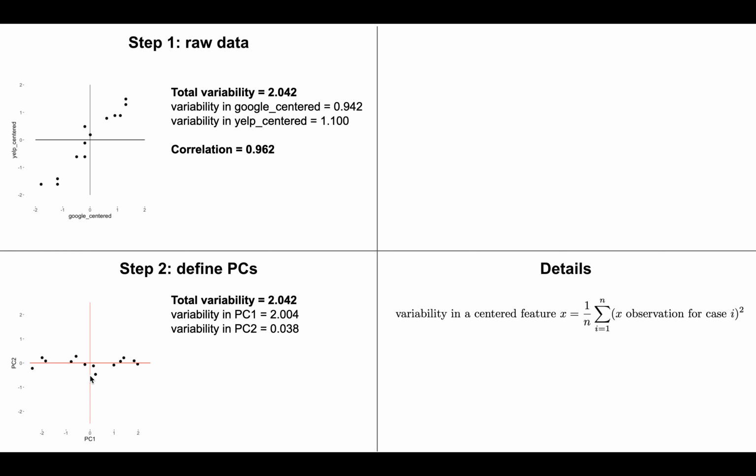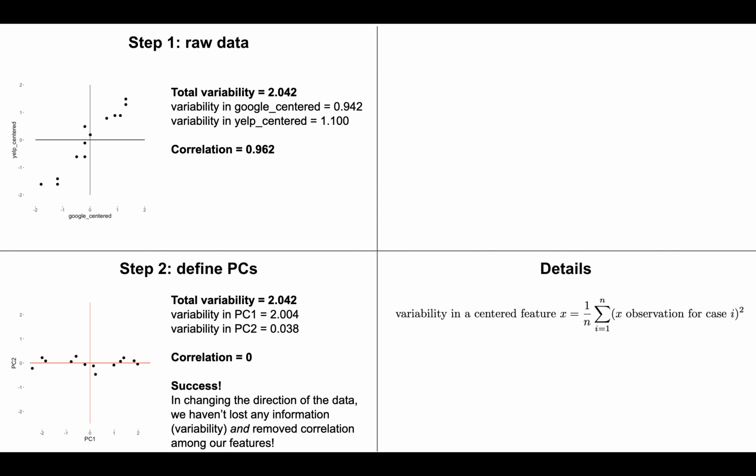Further, take a look at the relationship between the first and second principal component. Actually, there's not really any relationship to look at. The correlation between these components is zero. That is, they're completely uncorrelated. Now, given that we've been bogged down in the details here, you might not have noticed our success, mainly in changing the direction of the data. First, we haven't lost any information or variability. That is, our total variability is the same as before, and we've removed the correlation among our features.